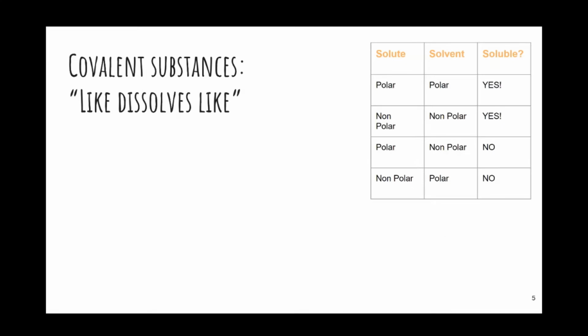Covalent substances. So we just talked about ionic substances. If we want to figure out if ionic substances will dissolve, we need a solubility chart. However, with covalent substances, what we want to think about is polarity. And we want to think about this idea of like dissolves like.